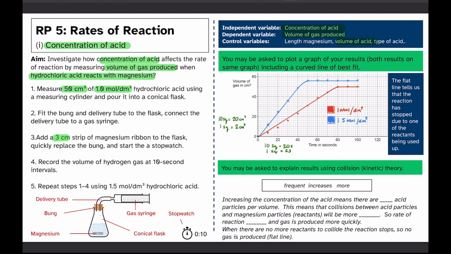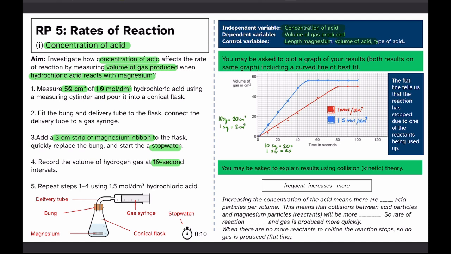We are going to put a 3 centimetre strip of magnesium ribbon into the flask. Again, I'm being very specific about the size of that strip because the length of magnesium is a control variable. If we change that, we've got 2 independent variables. As soon as I place that in, I'm going to put the bung back in to stop any gas escaping, because I want to collect all that gas, and I'm going to start a stopwatch.